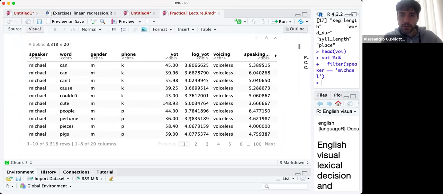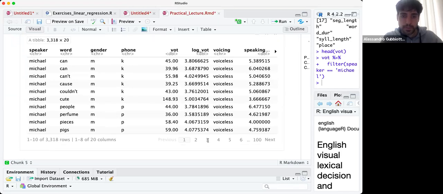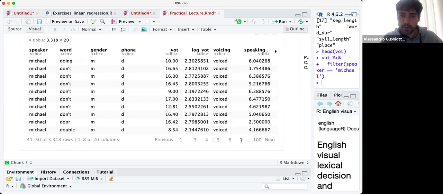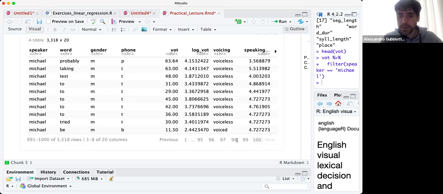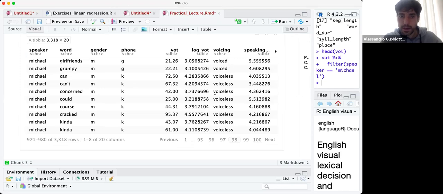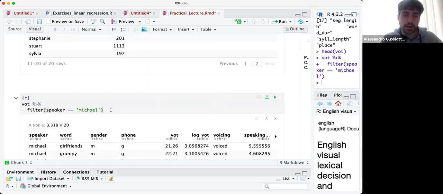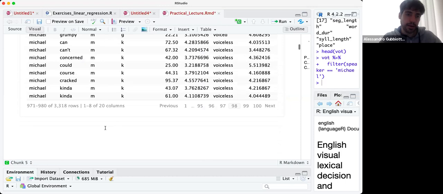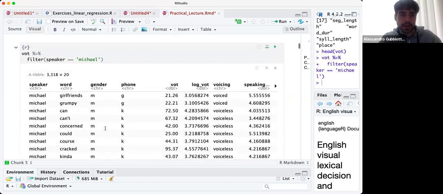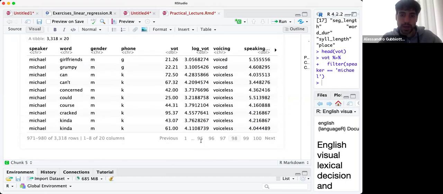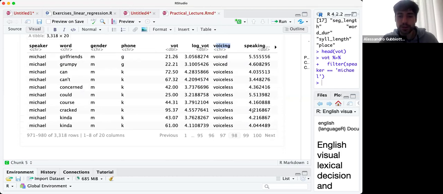Okay, so with this it's very easy to work with. The advantage of working with R is that working with data, filtering, selecting columns is really easy. Then we can look at the columns and choose something to test, like the vocal onset time should depend on this voicing parameter. So let's do a regression with that.